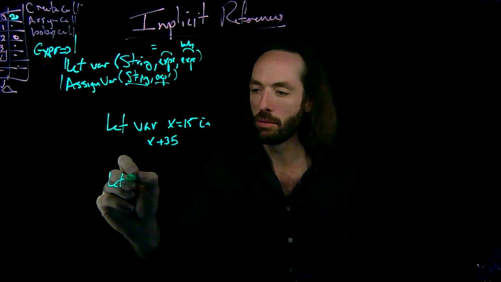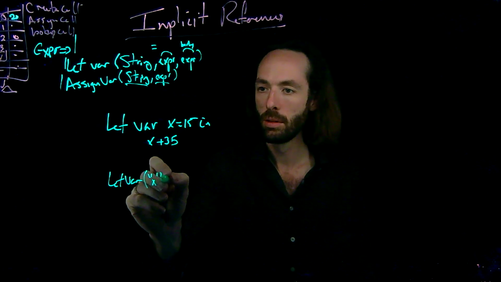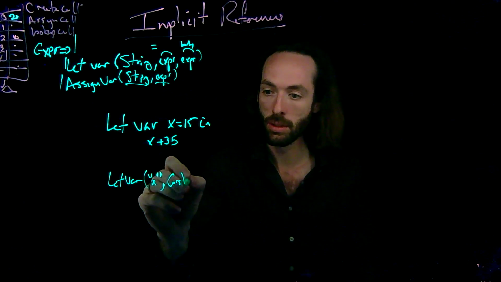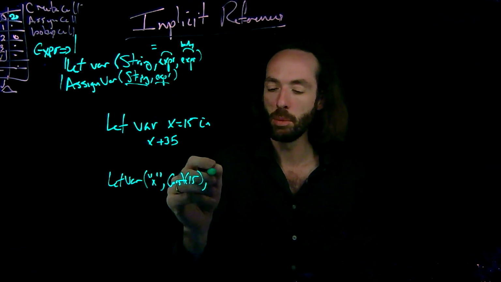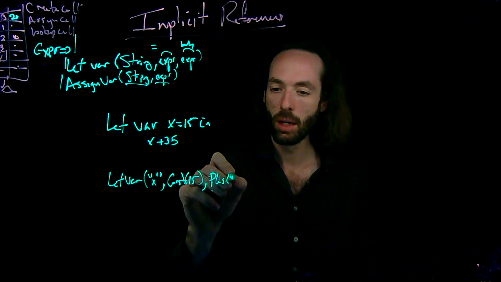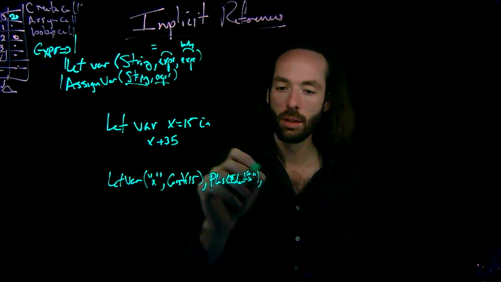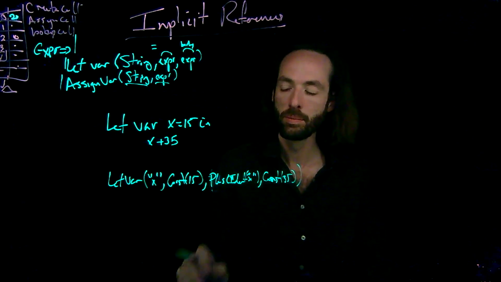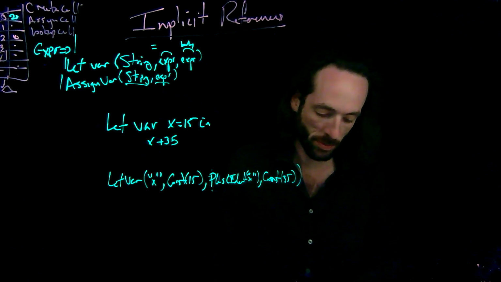It's going to be a let var. We have a string that should be x. Right, we have an expression which is going to be this 15, so const 15, and then this other expression which is in the body, which is going to be this, right? So plus, ident of x, const 35. Right, so these two are equivalent. This is our concrete and our abstract.